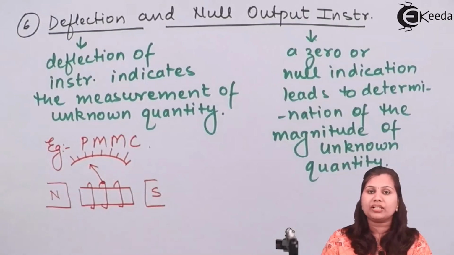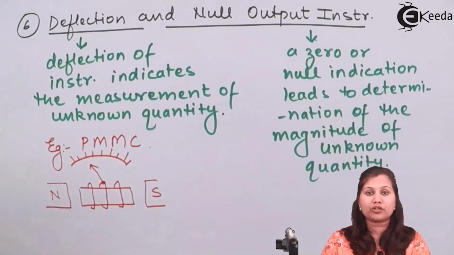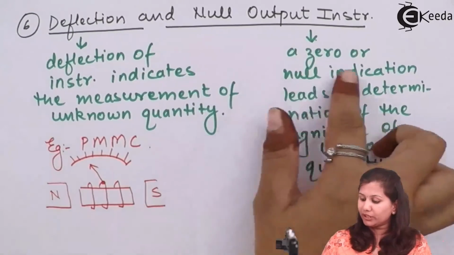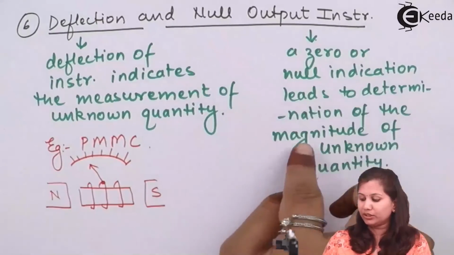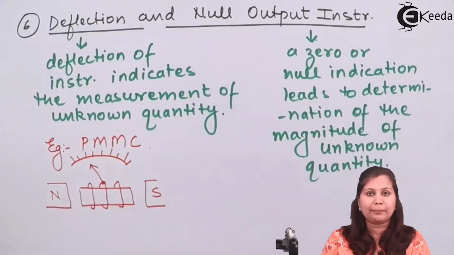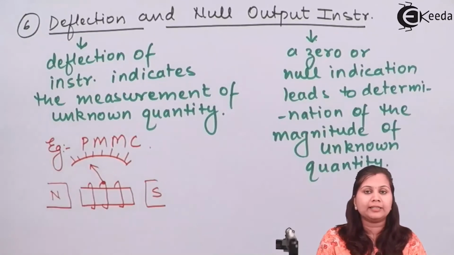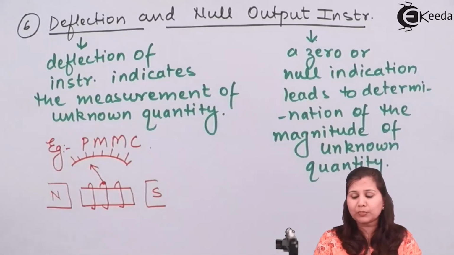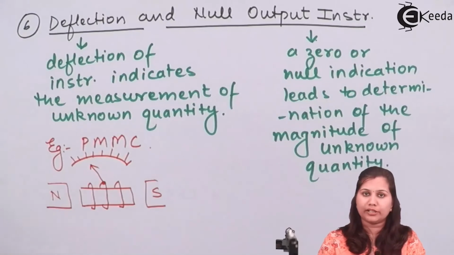Also in the Wheatstone bridge, we measure the resistance, and this resistance is measured when the bridge is balanced, and the balance condition occurs when the galvanometer shows zero or a null deflection. So a zero or null indication leads to the determination of the magnitude of the unknown quantity. So examples are the Wheatstone bridge and the DC slide wire potentiometer. Okay, so this was the classification of the instruments.